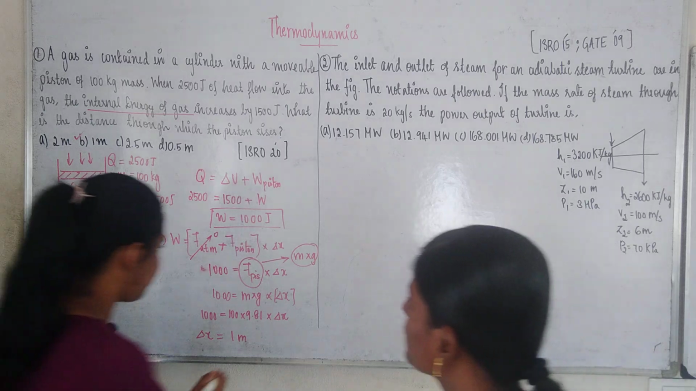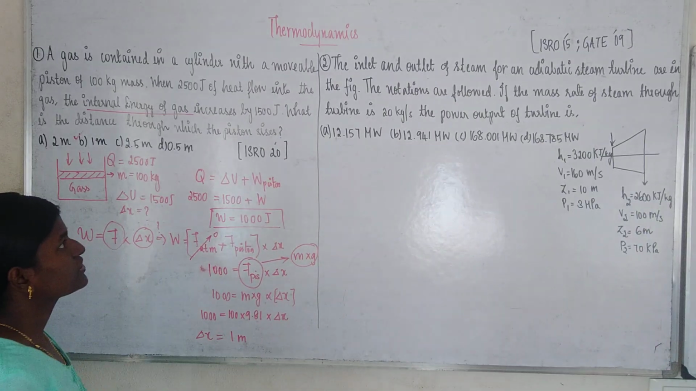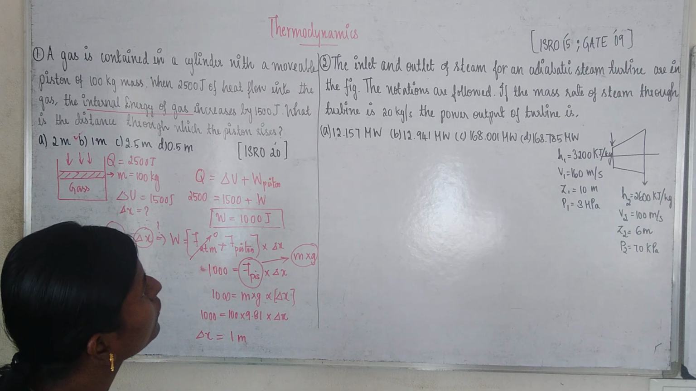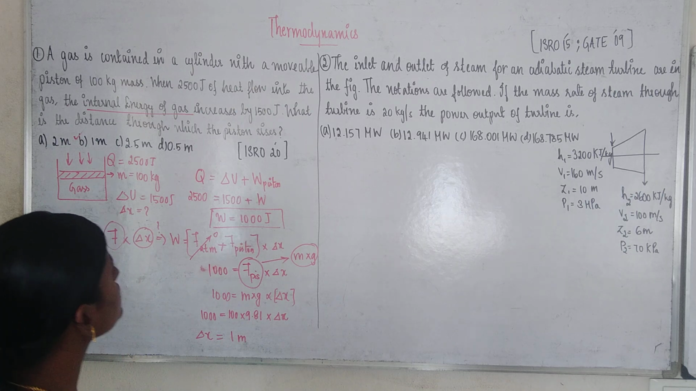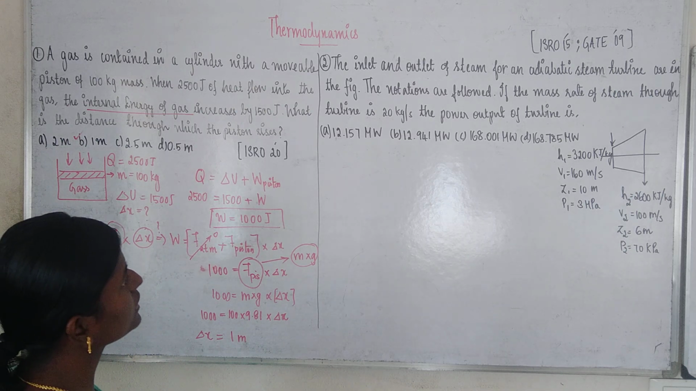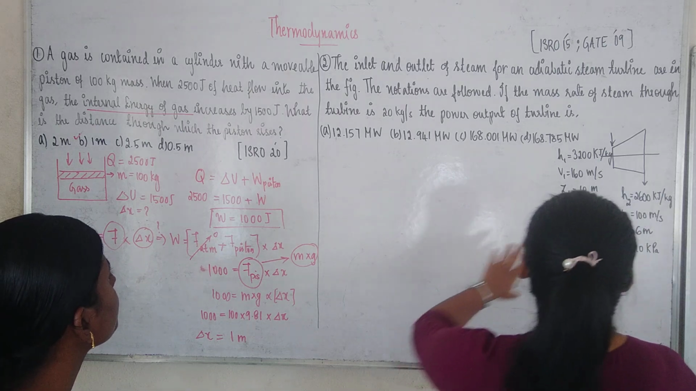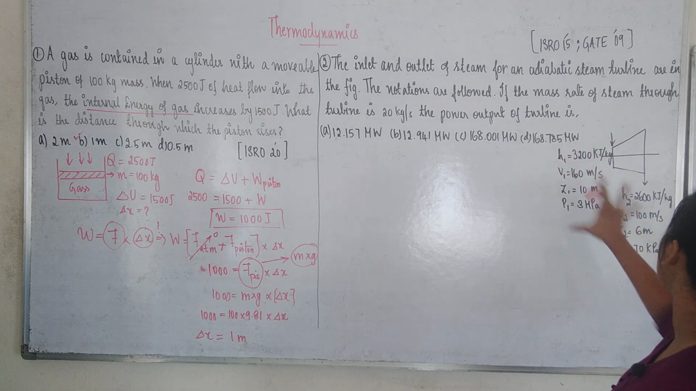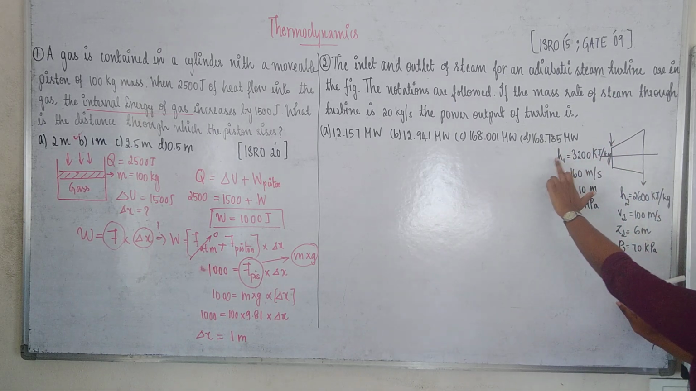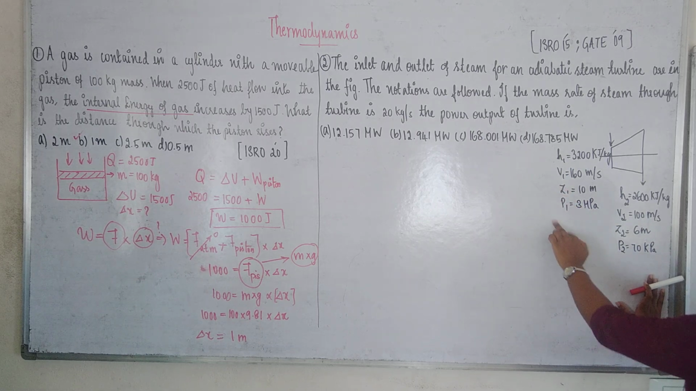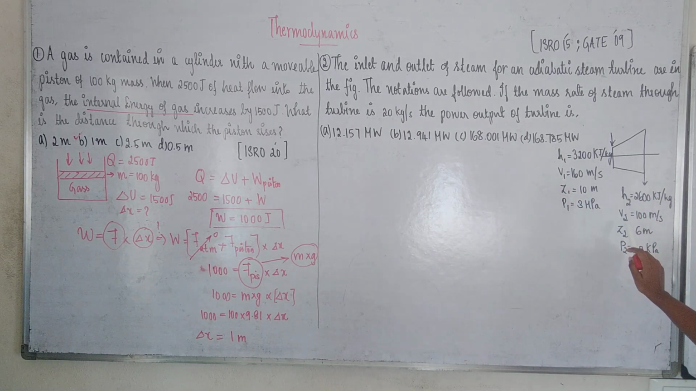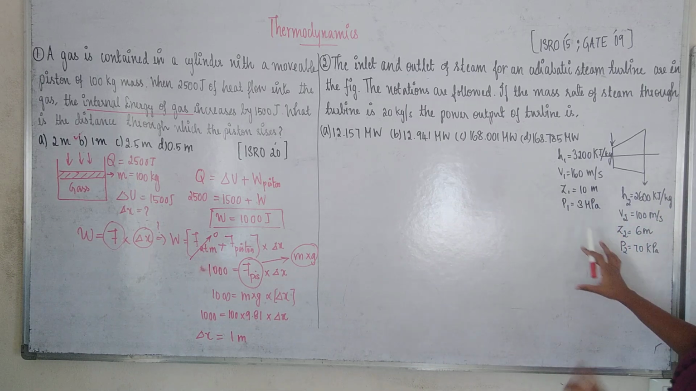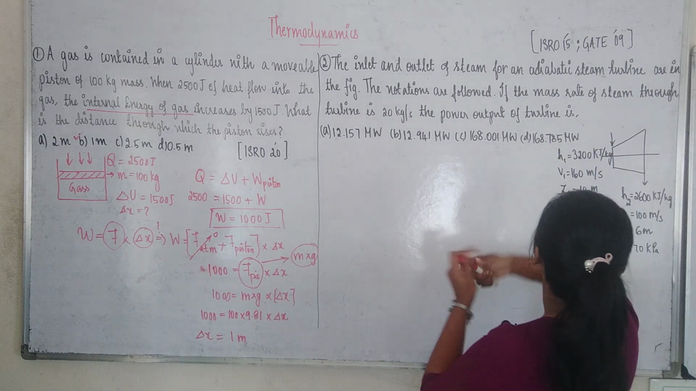Okay, next question பார்க்கலாம். The inlet and outlet of the steam for an adiabatic steam turbine are in the figure. The notations are followed. If the mass rate of the steam through turbine is 20 kg per second, the power output of the turbine is. So okay, here the diagram of a steam turbine is given and the inlet values and the outlet values are given: enthalpy, velocity, height and pressure, and in the same way in outlet, and mass flow rate of steam is also given.